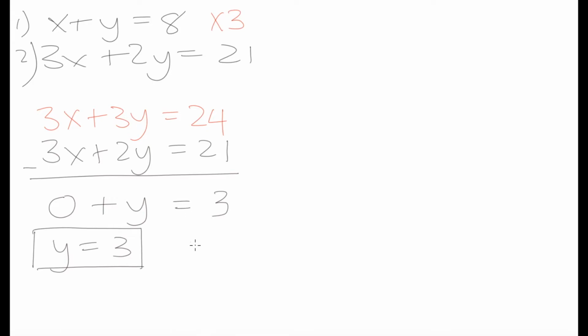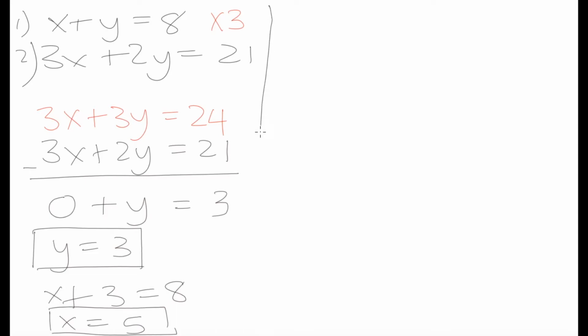Now what we can do is plug in this value for y into either of our equations and solve for x. So let's use this equation up here. Let's put in 3 for y, so we have x plus 3 is equal to 8. That's going to be x is equal to 8 minus 3, which is equal to 5. So just like that, we have a value for x and we have a value for y.